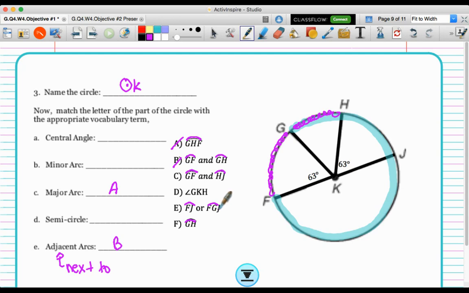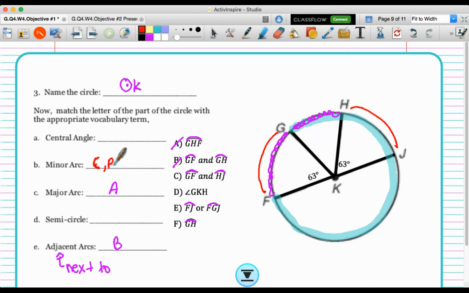What about GF and HJ? New color. So GF, from here to here, and then from H to J. They're central angles. I mean, they're minor. I mean, no, they're not central angles, but they're intercepted by central angles. They're minor arcs. They're not semicircles. I guess they're minor arcs. I think I'm missing something. That's okay. So they're minor arcs. Let's go with that. C.